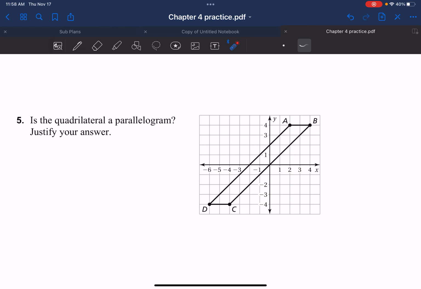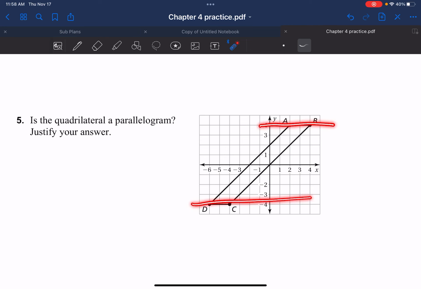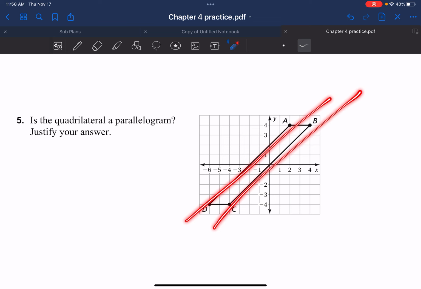Number 5, is this quadrilateral a parallelogram? Justify your answer. For something to be considered a parallelogram, it needs to have 2 pairs of parallel sides. So for example, this side and this side have to be parallel to one another, and this side and this side have to be parallel to one another.